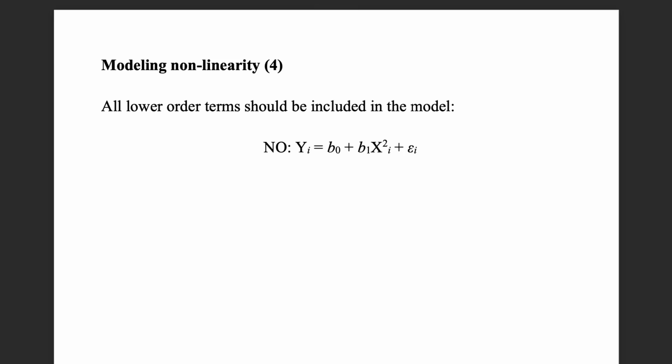Let's say you're expecting a curvilinear effect. Don't estimate a model where you're including your x variable squared and nothing else. No, include the original, untransformed x variable and the x variable that is squared. Include both of those in your model. That is what I mean by lower order terms: x is the lower order term and x to the power of 2 is the higher order term in this model. Whenever you include higher order terms, make sure that you also always include all the lower order terms, because otherwise you will get horribly misleading results.